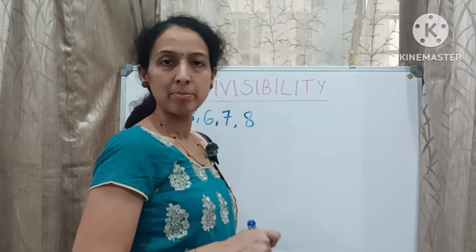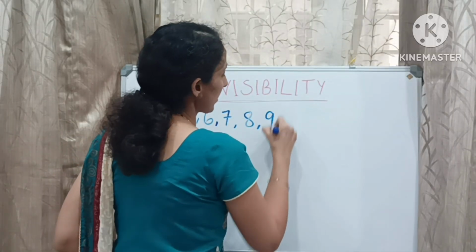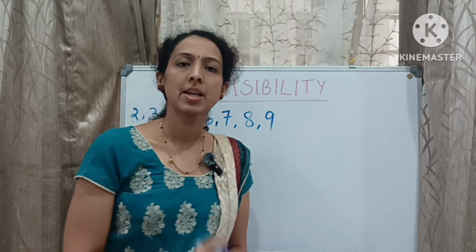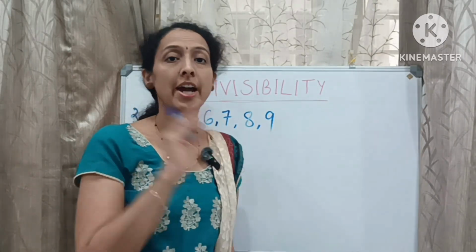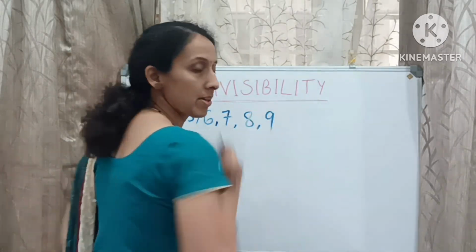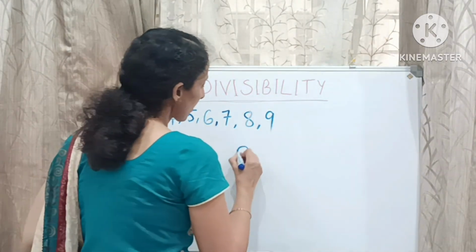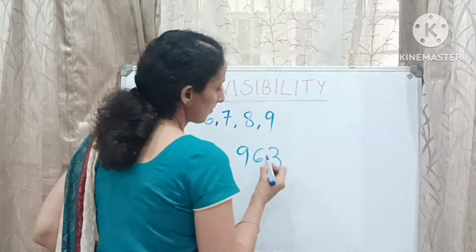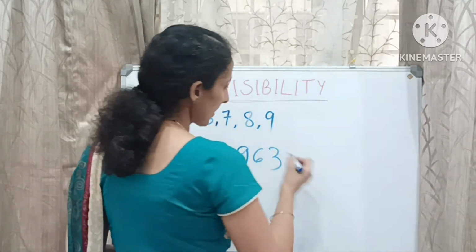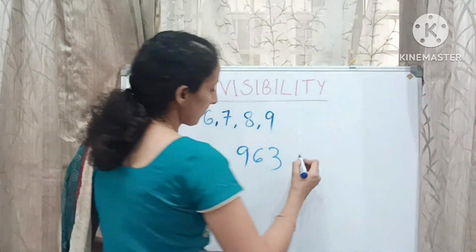Now the next number is divisibility by 9. It's the same procedure as 3. Add all the digits and see if the number is divisible by 9. Let me take the number 963 and see if it is divisible by 9.